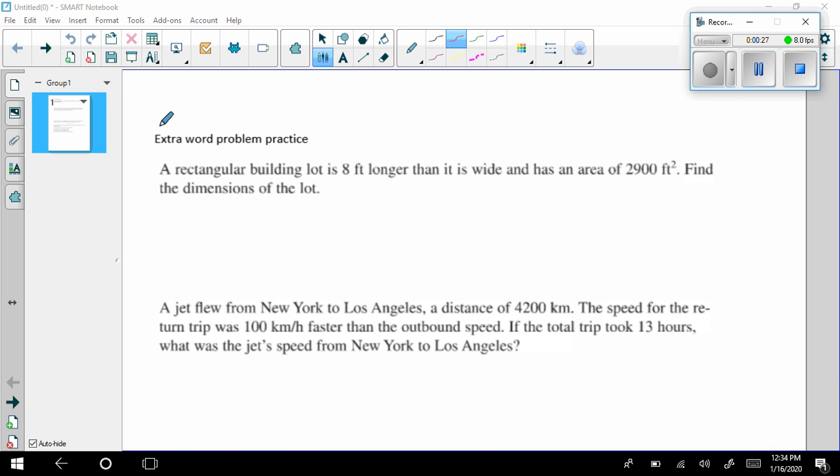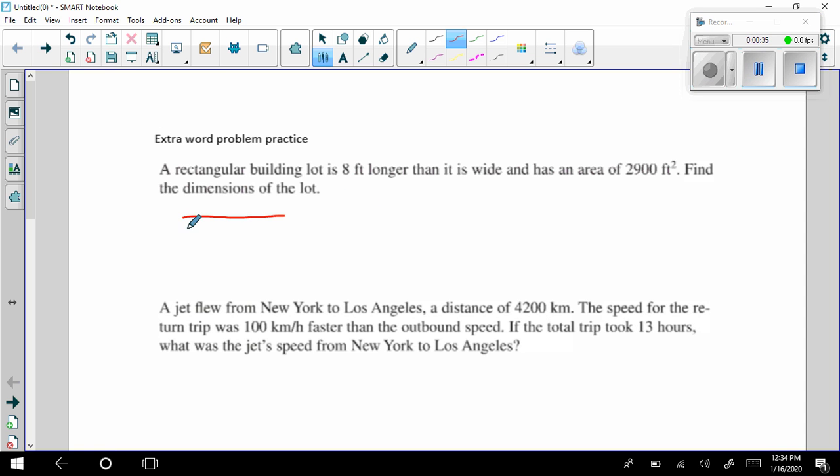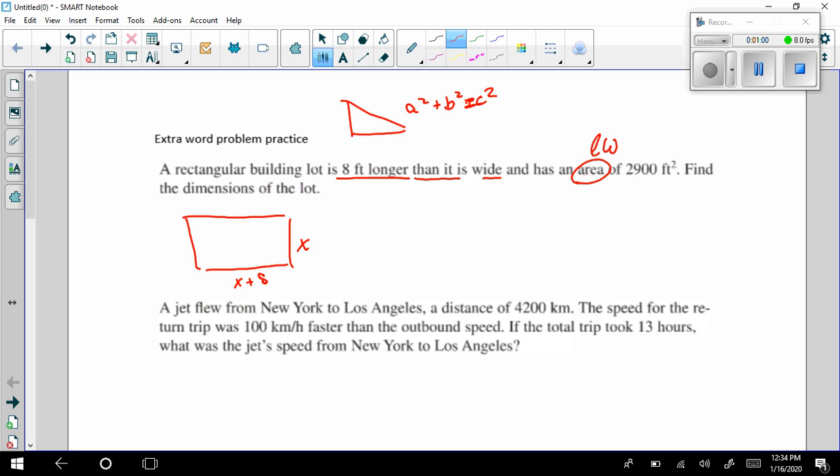The first one is a geometric word problem. A rectangular building lot is 8 feet longer than it is wide. Draw a picture with these geometric ones. Give yourself an idea of whether you are dealing with area, where you have length times width, or something where you need the Pythagorean theorem. If it's 8 feet longer than wide, then if x is the width, the length is x plus 8. The area is 2900.